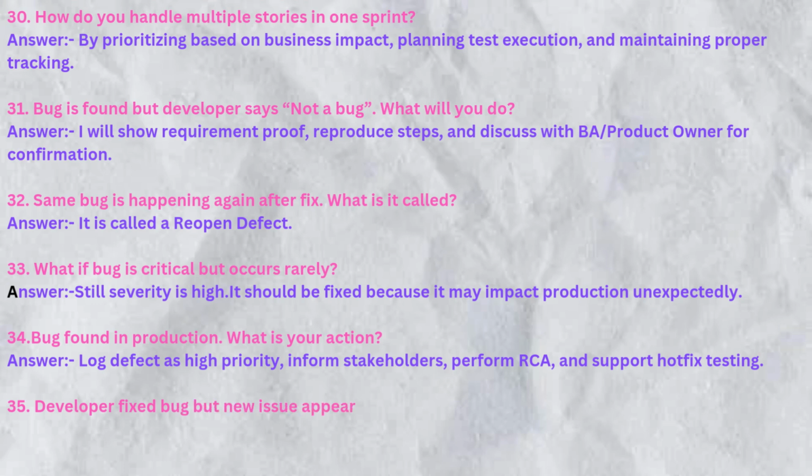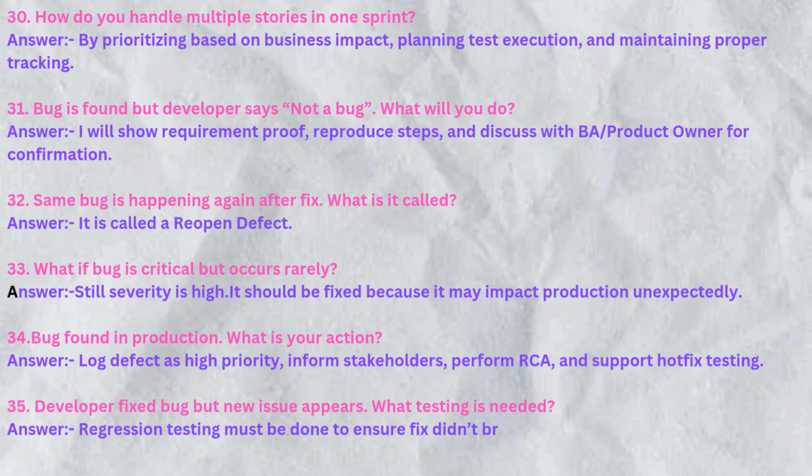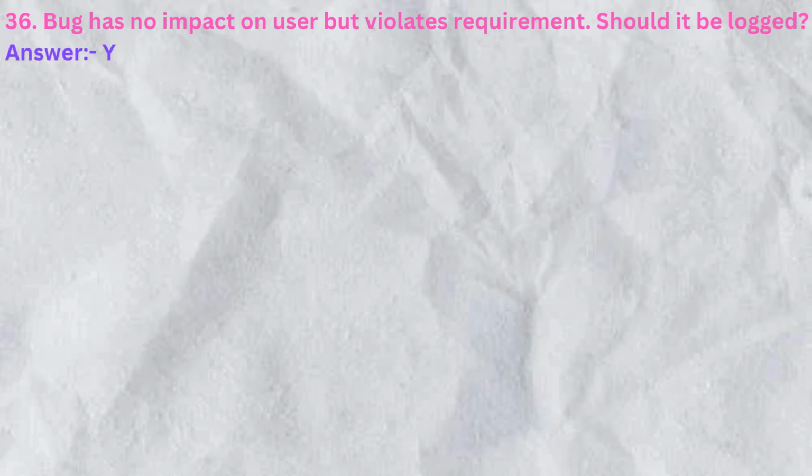Question 35. Developer fixed bug but new issue appears. What testing is needed? Answer. Regression testing must be done to ensure fix didn't break other modules. Question 36. Bug has no impact on user but violates requirement. Should it be logged? Answer. Yes, because it is still a defect as per requirement mismatch.